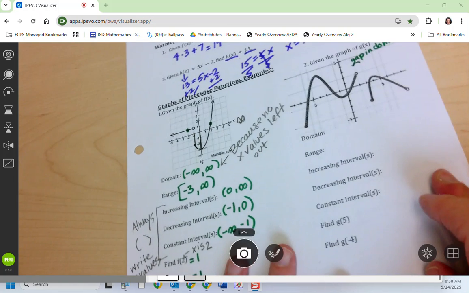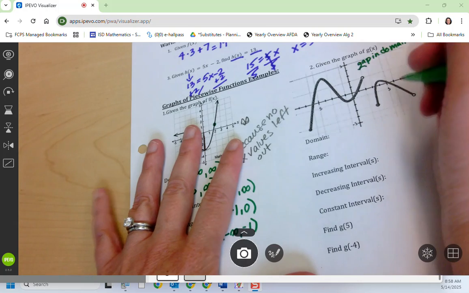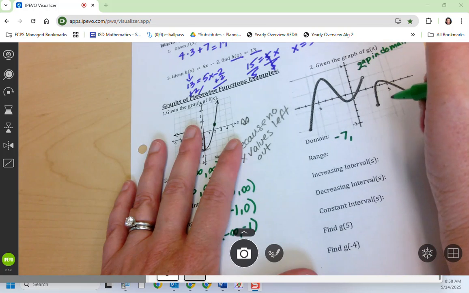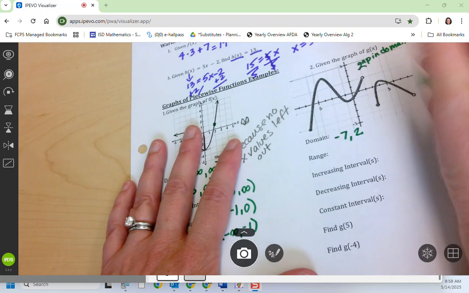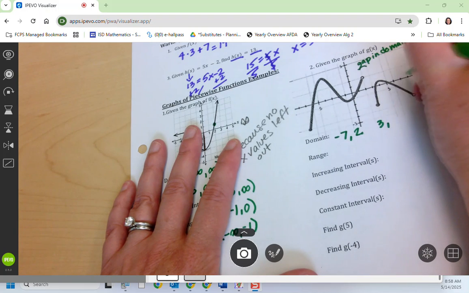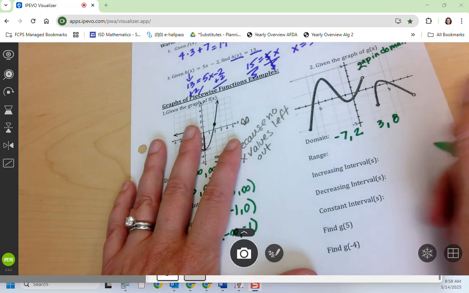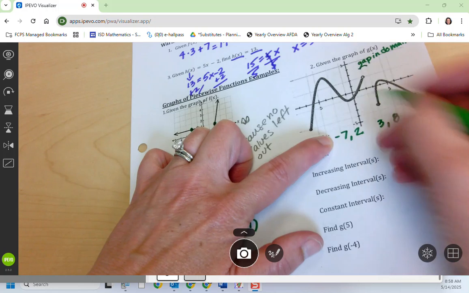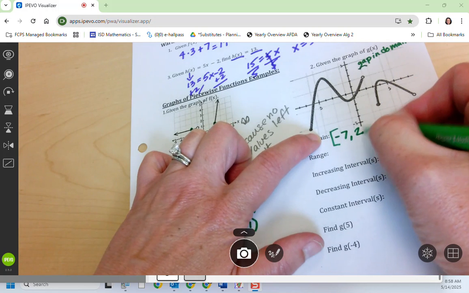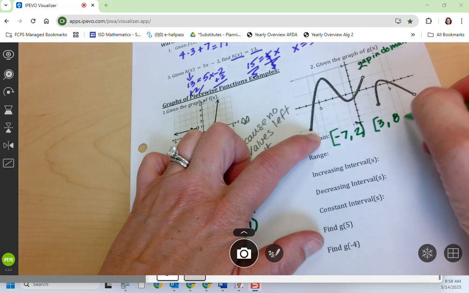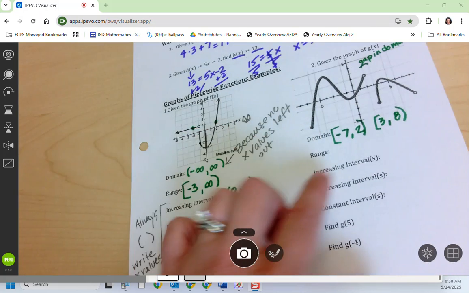Okay. Charlotte, can you give us the domain? -2, thank you. And then 3 and 8? I think you're right. All right, and then should the first one be bracket or parentheses? Bracket. And here? Parentheses. Here? Bracket. And then? Parentheses. Okay. All right, did you guys get the same?